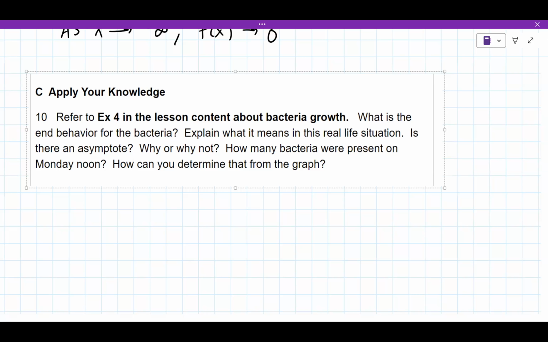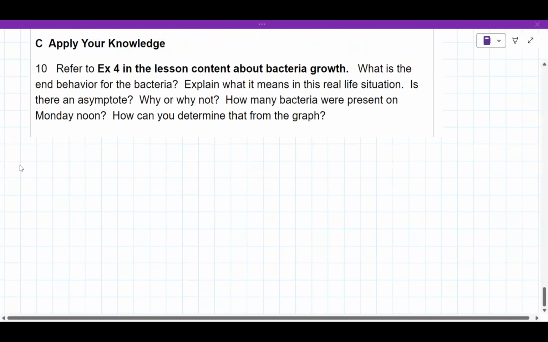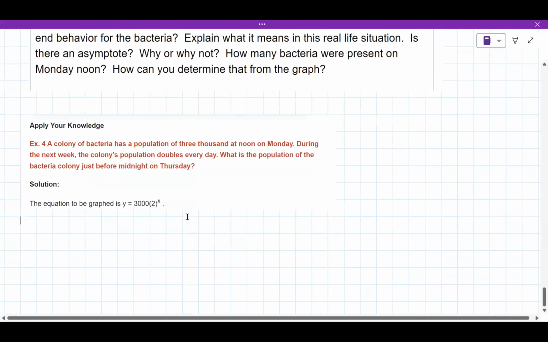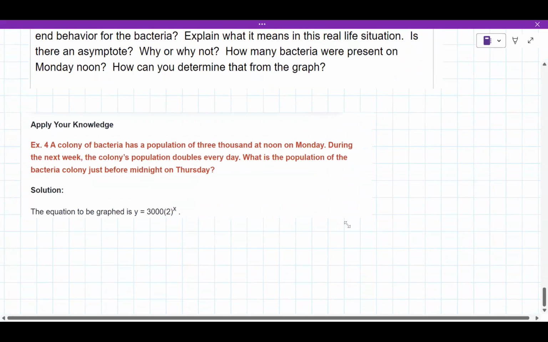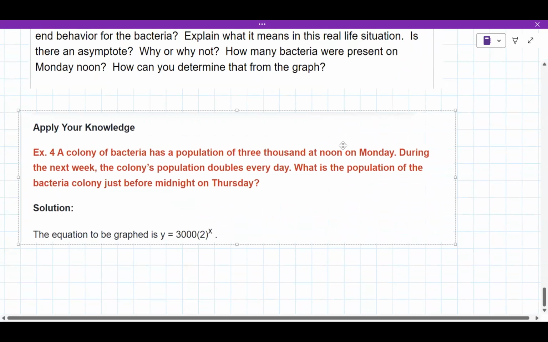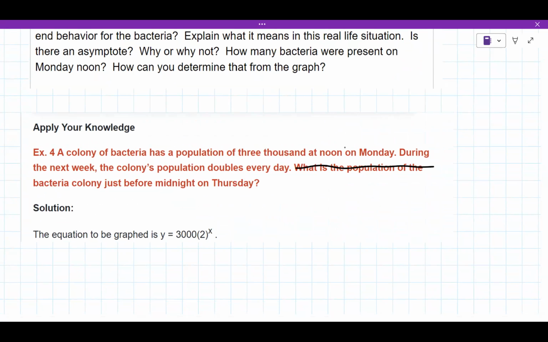So it looks worse than it is. Let's take a look here. Here is the example. It says a colony of bacteria has a population of 3,000 at noon on Monday. During the next week, the colony's population doubles every day, and we don't need the rest of this. This is the graph.